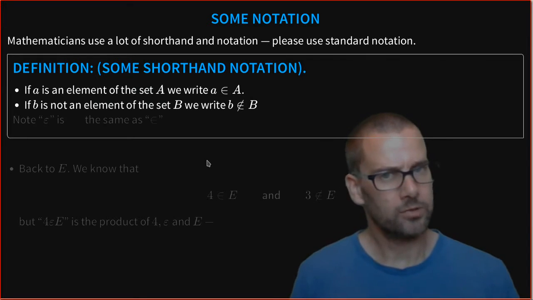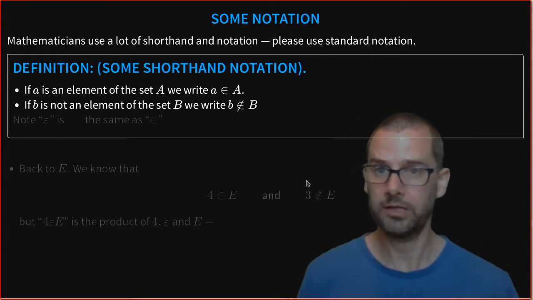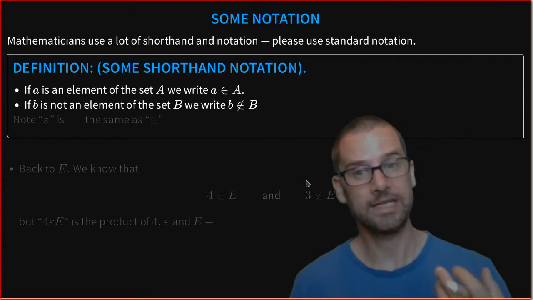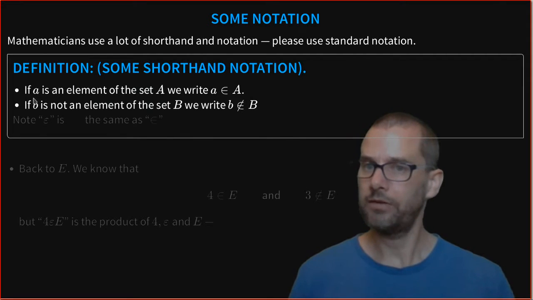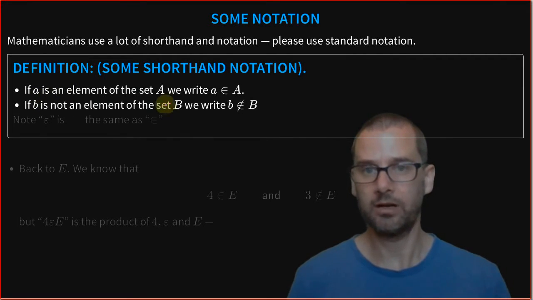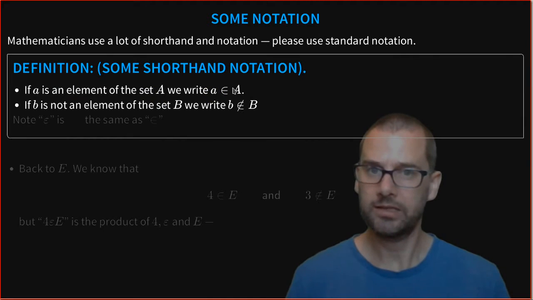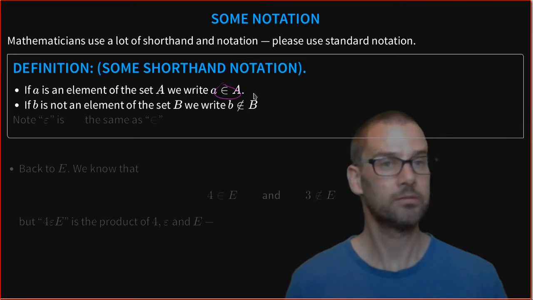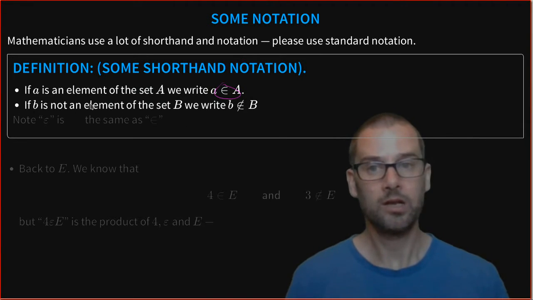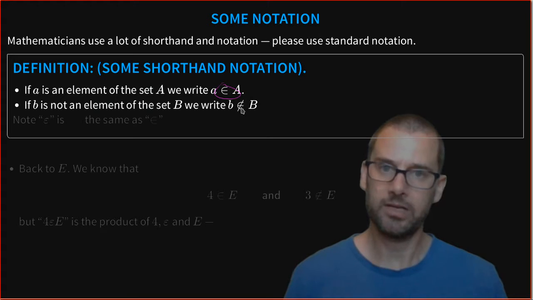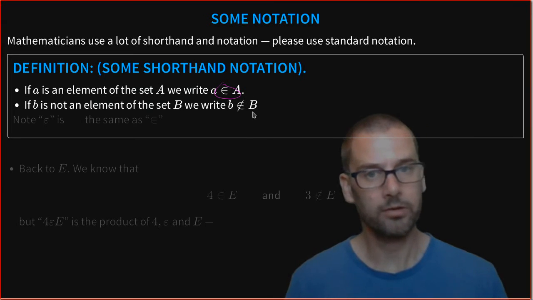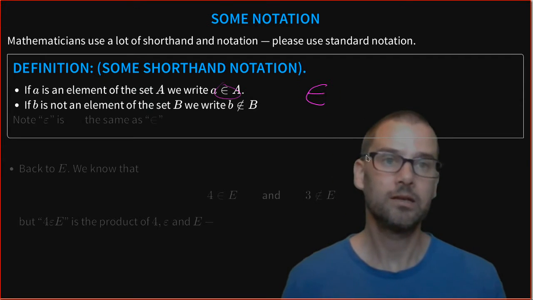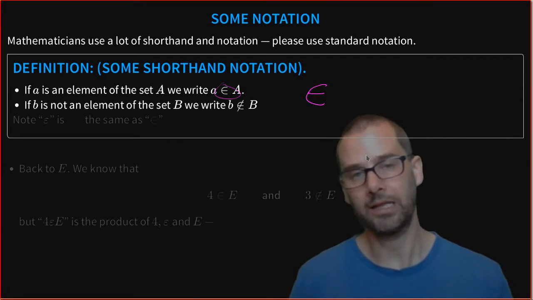So again, some notation. Mathematicians use a lot of notation, a lot of shorthand, so we should try to keep ourselves using standard notation to keep things easy for the person reading it. If a is an element of the set A, we write a ∈ A, using this symbol meaning "is an element of". If b is not an element of set B, we write b ∉ B, the same symbol now with just a stroke through it. So we should think of this symbol as shorthand for "is an element of".